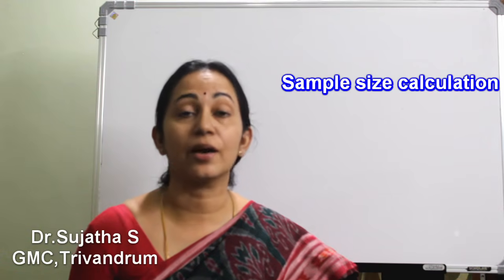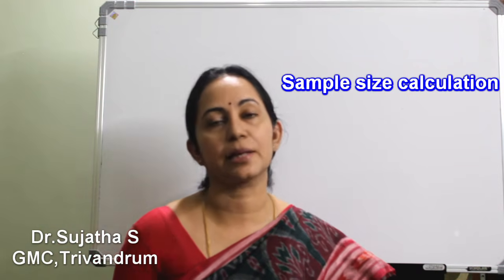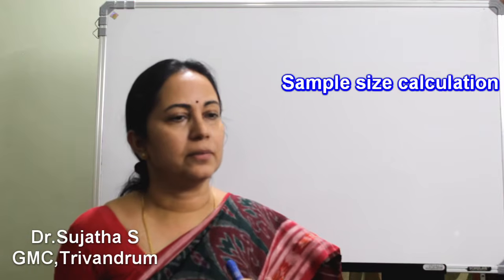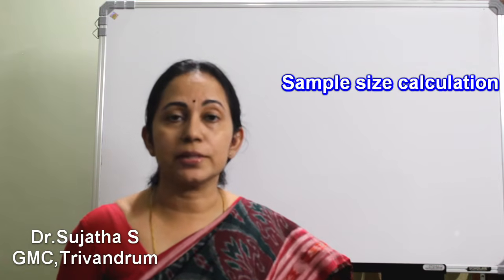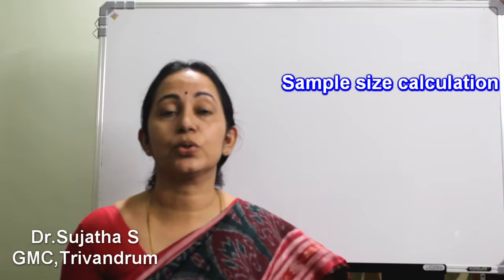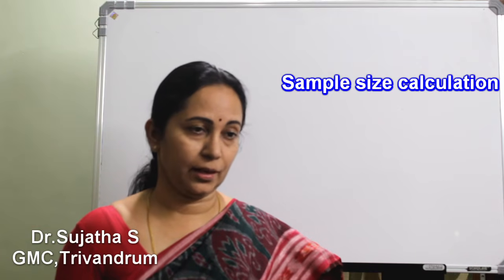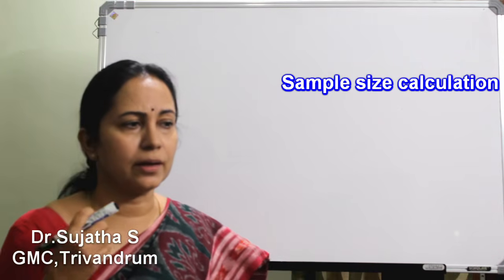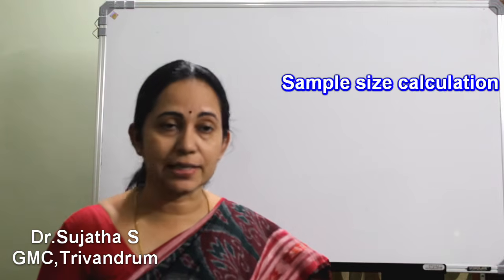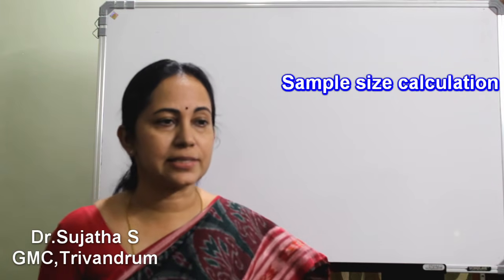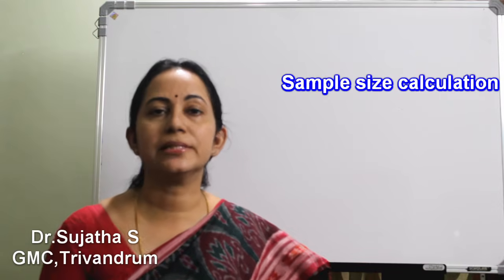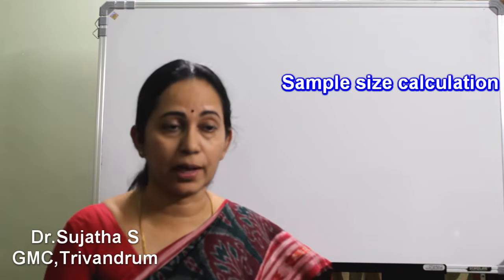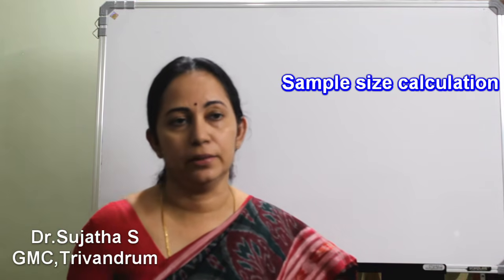When research projects come for review in the institutional research committee, most of the time the discussions, arguments, or suggestions are based on sample size calculation. I know a statistician will give you a correct sample size, but as a researcher, you should know the basic steps of calculating sample size and power.